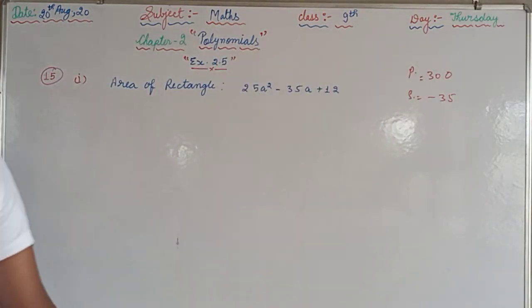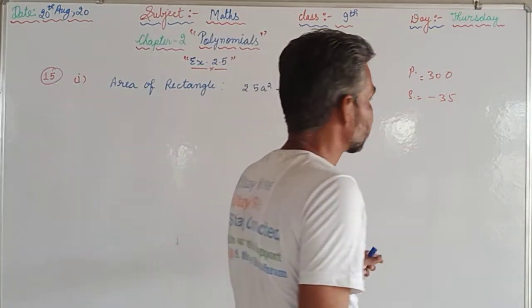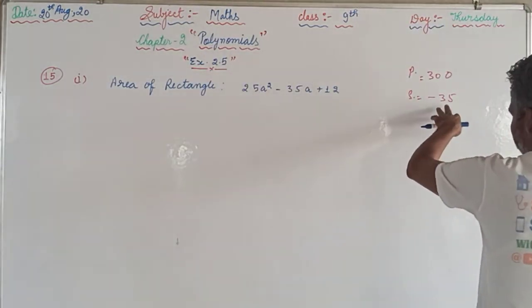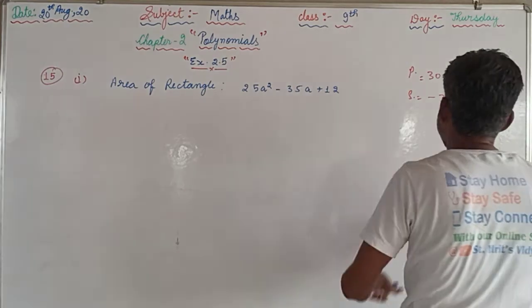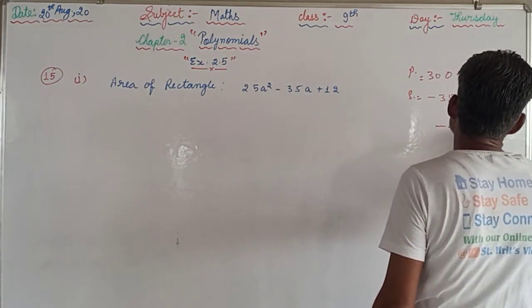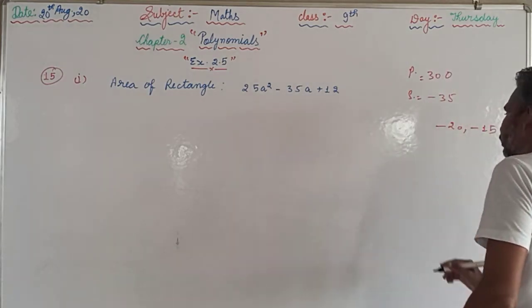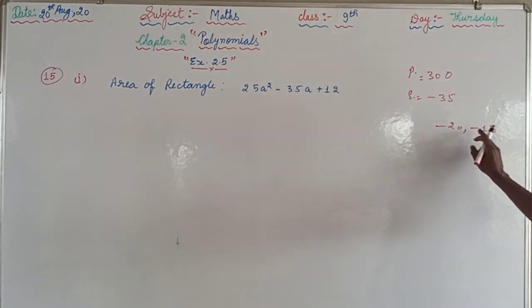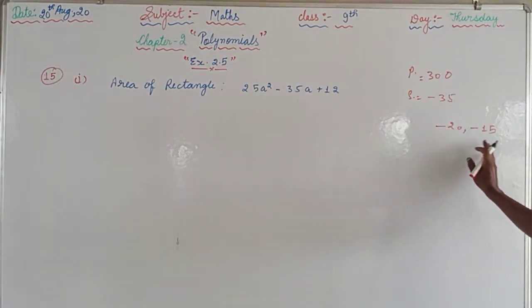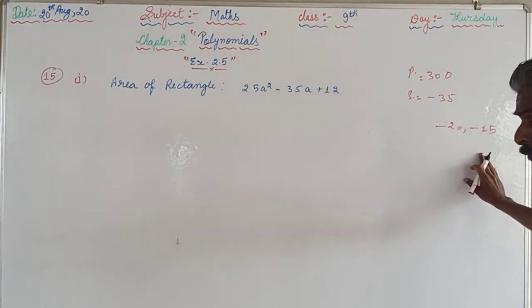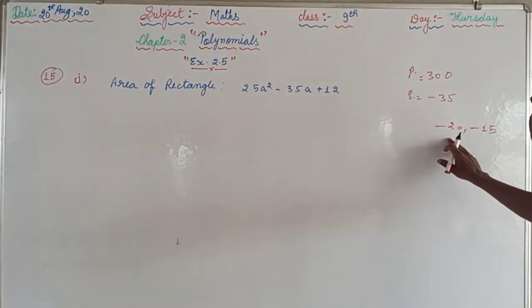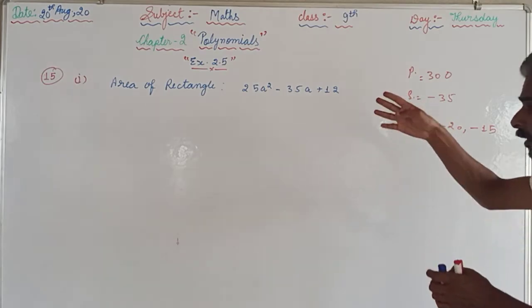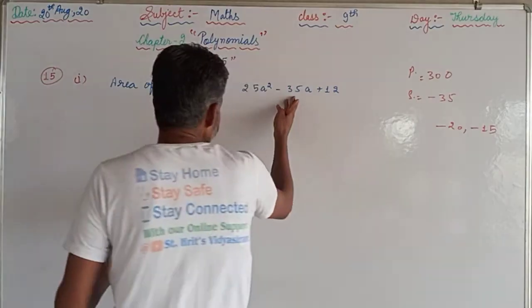So we are supposed to find two numbers whose product is 30 and whose sum is minus 35. So the numbers will be minus 20 and minus 15. If we multiply minus into minus, plus, 15 twos are 30, and if we add, both are having like signs, so minus will be there, 20 plus 15, that will be 35. So now we can split the middle term.